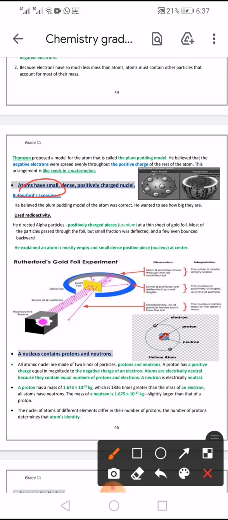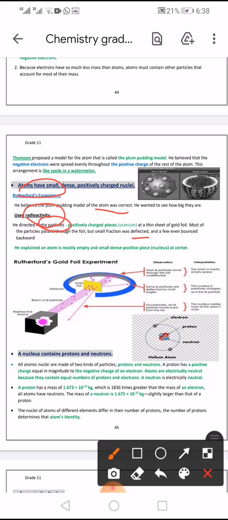Rutherford Experiment. He believed that the plum pudding model of the atom was correct. He wanted to see how big the particles are. So Rutherford used radioactive material. He directed alpha particles, which are positively charged, at a thin sheet of gold. Most of the particles passed through the foil, but a small fraction was deflected, and a few even bounced backward.